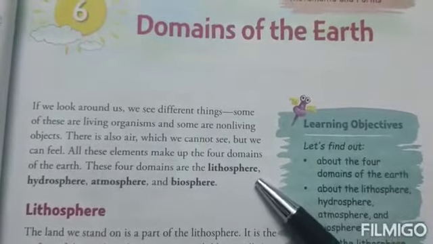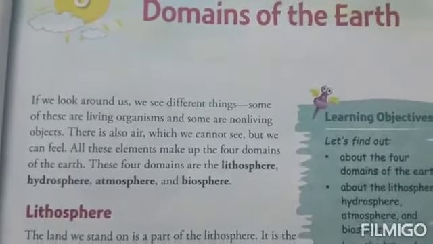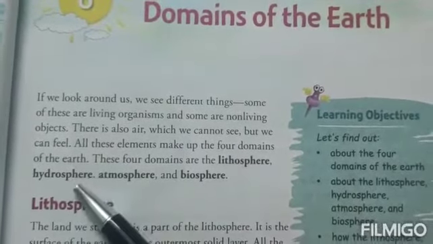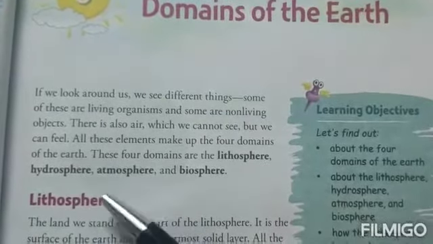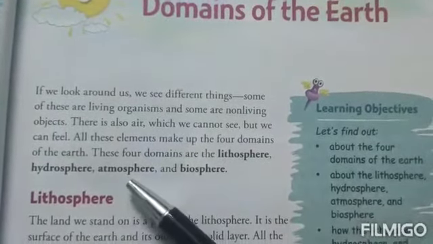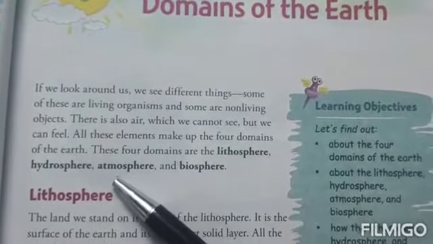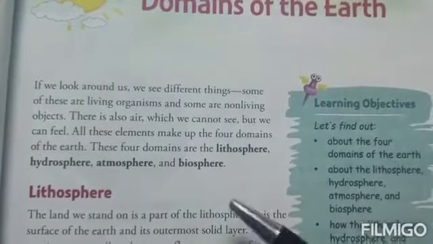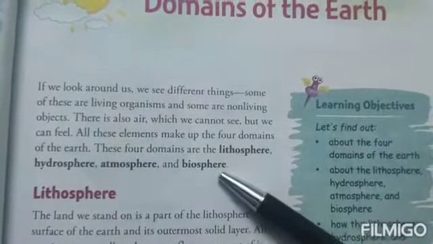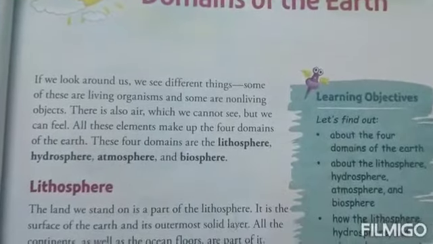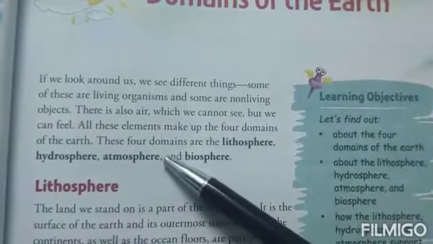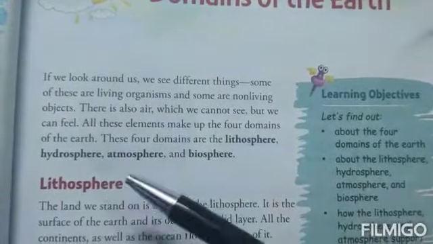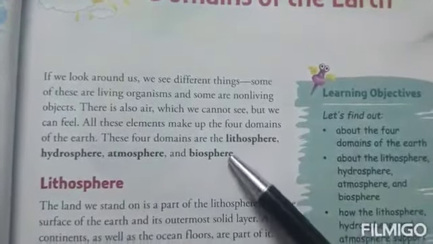Number 1 is lithosphere, number 2 is hydrosphere, number 3 is atmosphere, and the last one is biosphere. So there are 4 main domains of the earth. What are they? They are lithosphere, hydrosphere, atmosphere and biosphere.